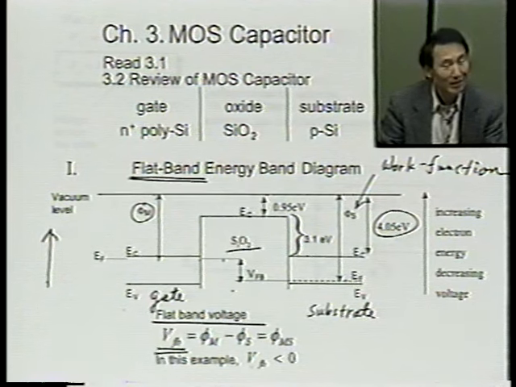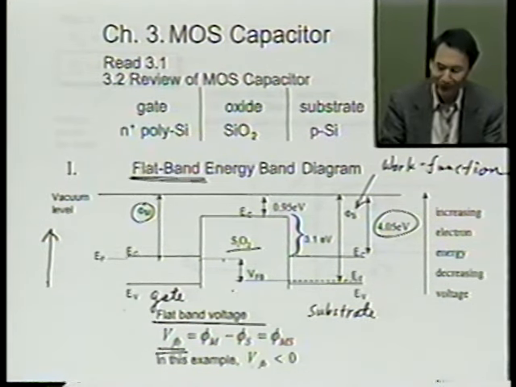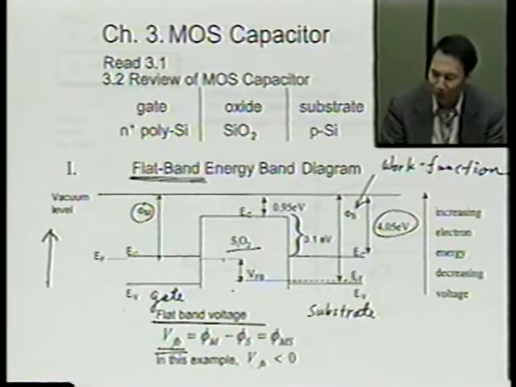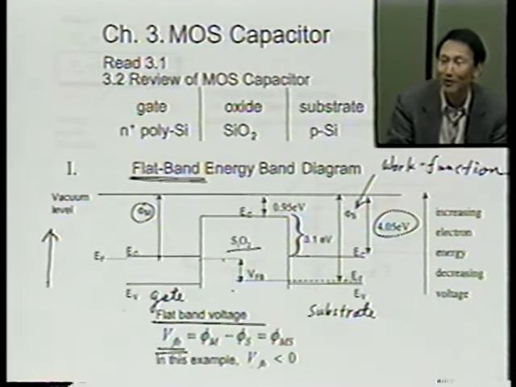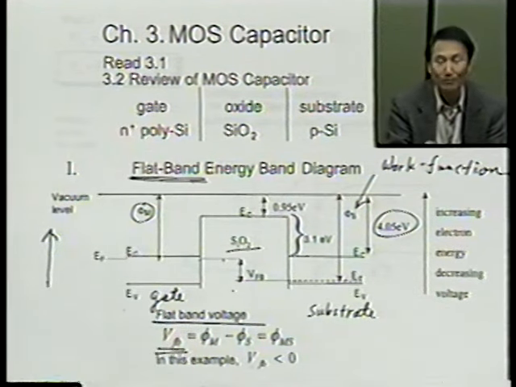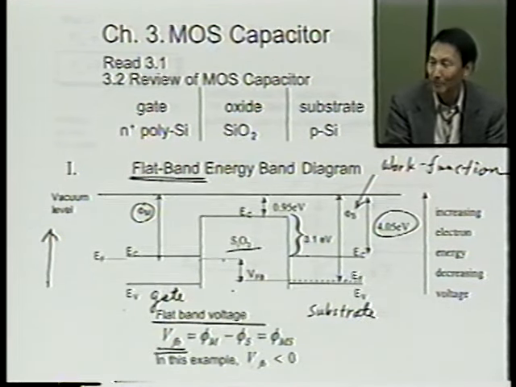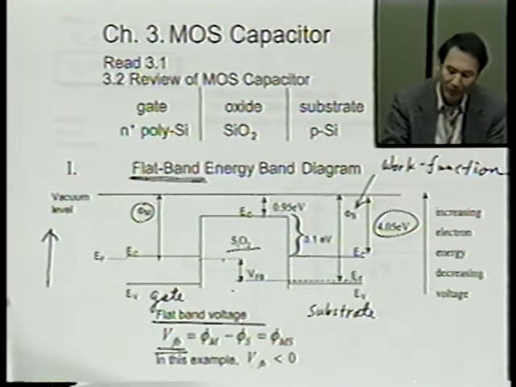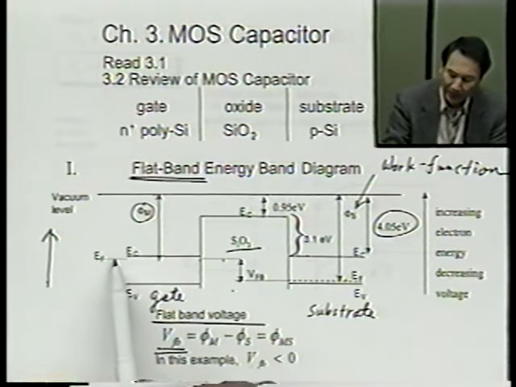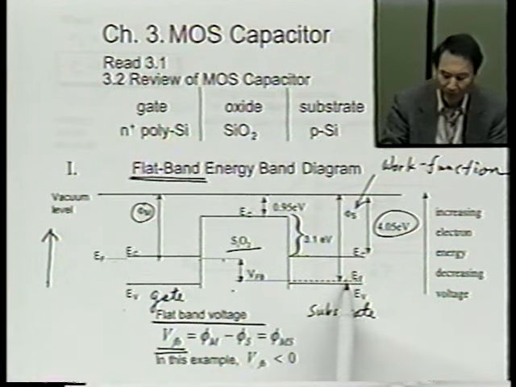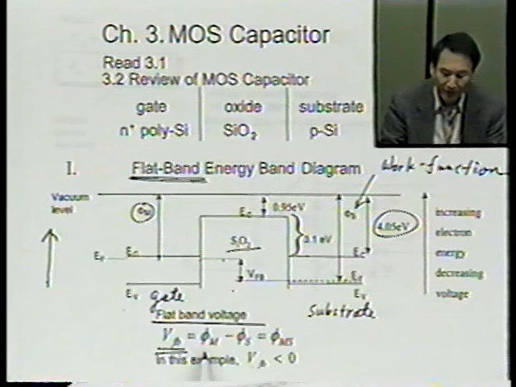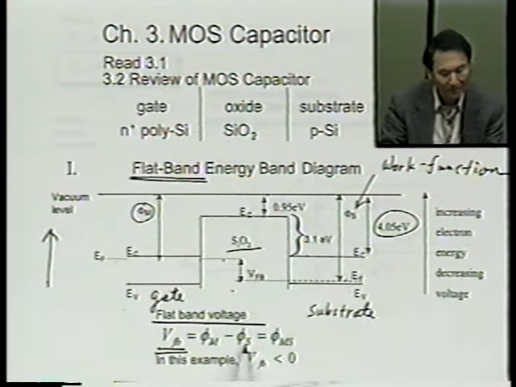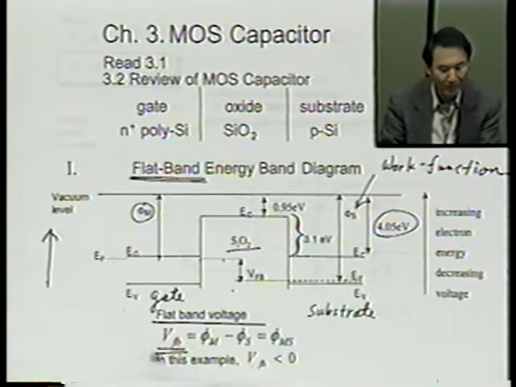But for semiconductor physics, historically, people have chosen to draw this energy band diagram for increasing electron energy, not for potential energy of a positive charge. Therefore, the voltage and electron energy is reversed. Because the Fermi level of the gate is a higher point than the Fermi level of the substrate, we know flat band voltage is negative. And indeed, phi m is smaller than phi s, so in this particular example, VFB is negative.